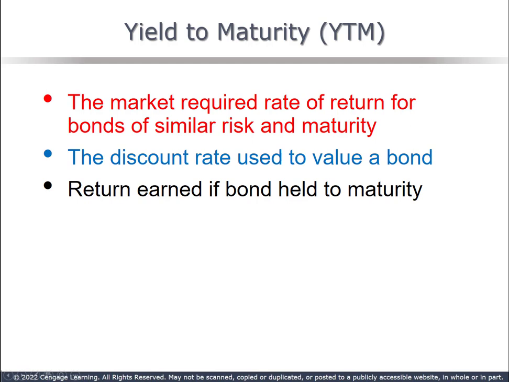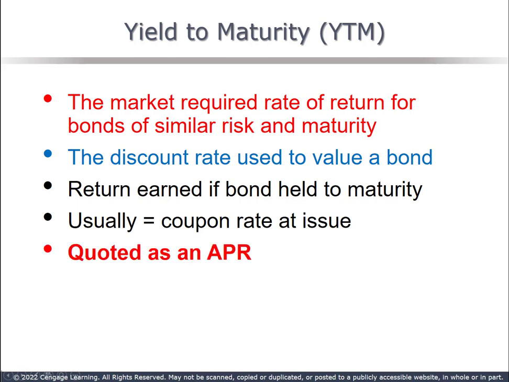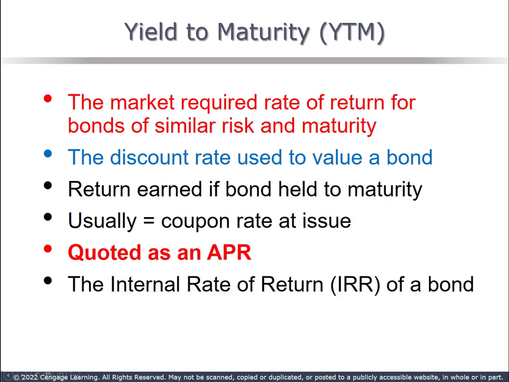The coupon rate usually equals the yield to maturity at issue, so the bond will sell for its face value. It's quoted as an APR, and when we look at bonds that pay interest semi-annually, this will become important. The yield to maturity is the internal rate of return on a bond, and we'll cover IRR in Chapter 11.